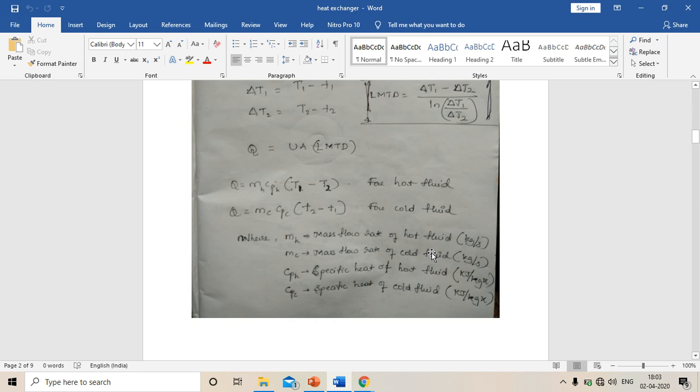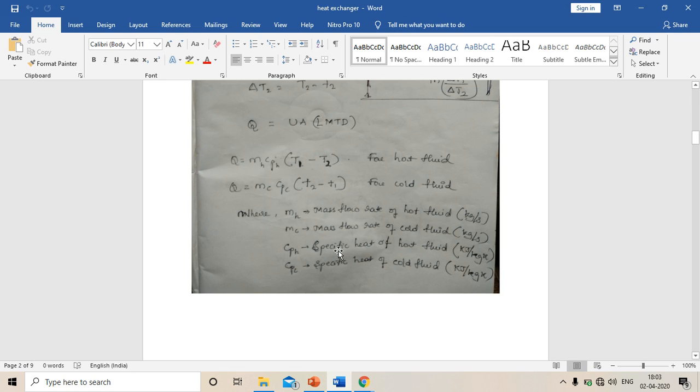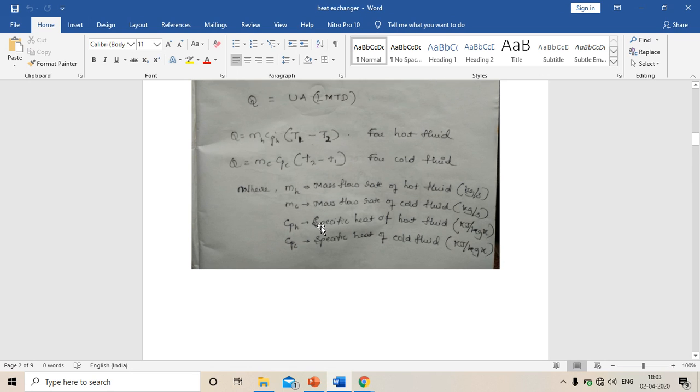It's for cold fluid. Here mH is the mass flow rate of hot fluid in kg per second. mC is the mass flow rate of cold fluid in kg per second. CpH is specific heat of hot fluid in kilojoule per kg Kelvin. CpC is specific heat of cold fluid in kilojoule per kg Kelvin.